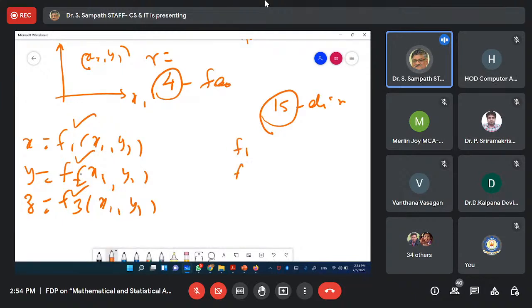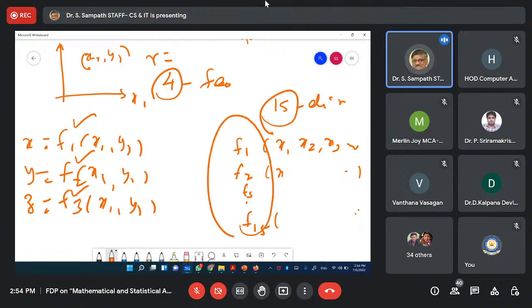One f1, one f2, one f3, and so on, up to f15. Each of them will be a function of these 4 variables: f1 of x1, x2, x3, x4, f2 of x1, x2, x3, x4, up to f15 of x1, x2, x3, x4. So this many functions you have to create. If you want to create 15 axes, the creation of each axis requires the identification of f1, f2, etc., up to f15. Now it is humanly impossible, because what type of transformation?